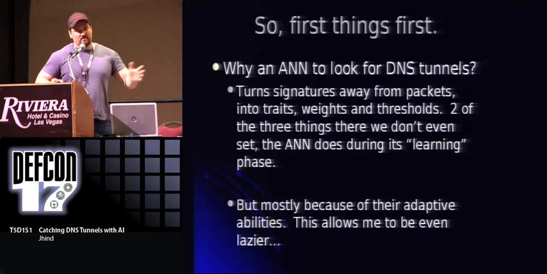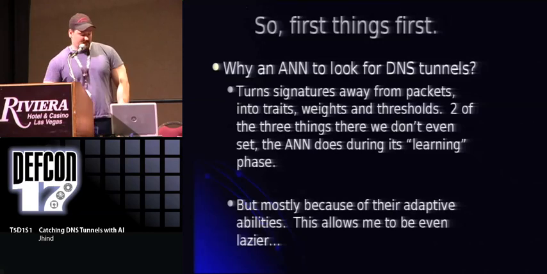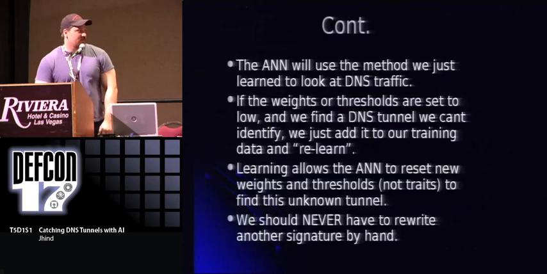So all we have to do is come up with good traits, feed them to a neural network, and give it an answer sheet so that it can learn what it's doing correctly, and it should do the rest itself. That's the adaptive ability.